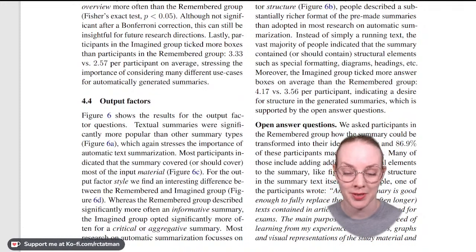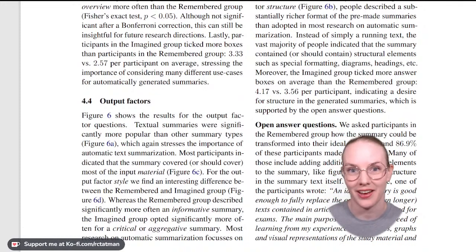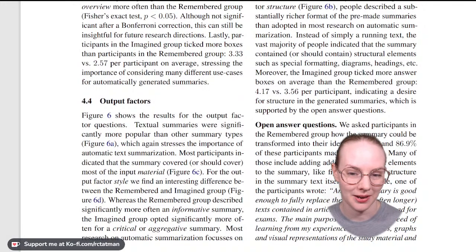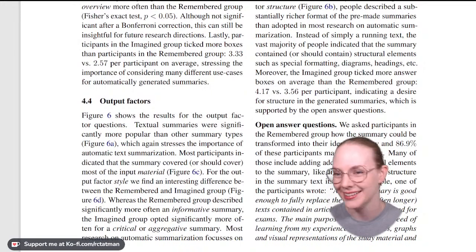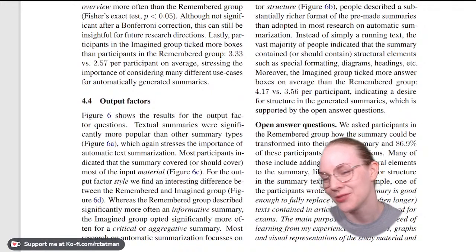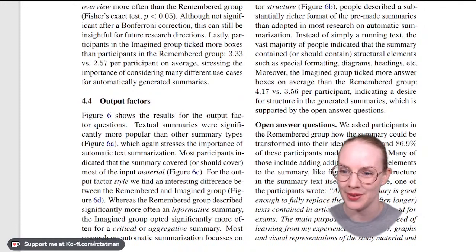Yes, if this paper were presented to me as a single flat text file with no subheadings, no line breaks, no bolding, no figures, I would not read it. You could hand it to me and I'd be like, absolutely not. Leave. So yes, this also is similar to my experience. Moreover, the imagined groups ticked more answer boxes on average than the remembered groups, indicating a desire for structure in the generated summaries, which is supported by the open answer questions.